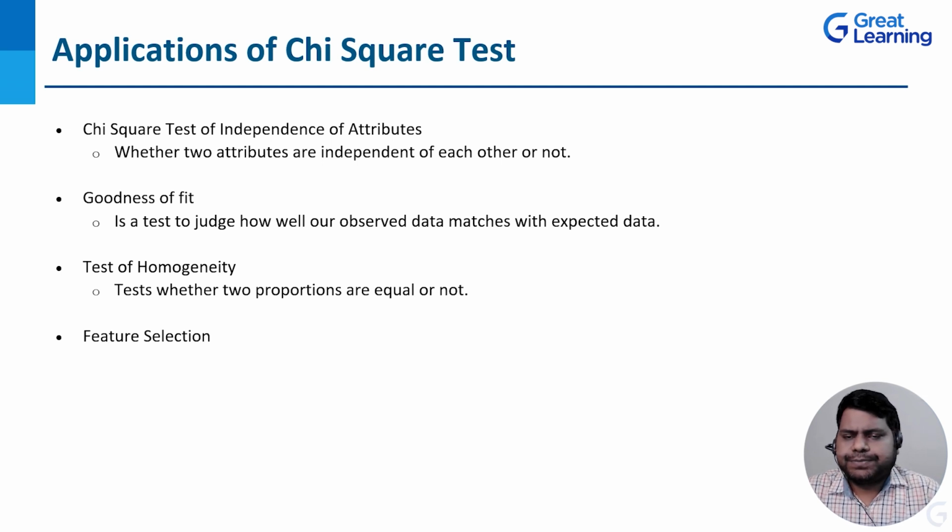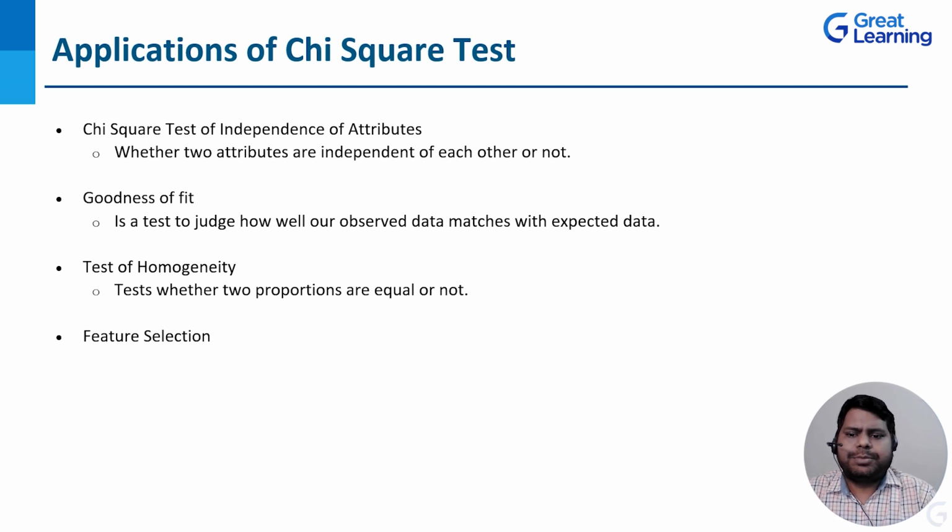For example, let's consider a passenger train example. Suppose an organization wanted to know what the proportion of passengers traveling on weekends is as compared to weekdays. So here we can see that weekend and weekdays are two variables. However, the frequency of the travelers is in one row. So we can say that this is an example of goodness of fit.